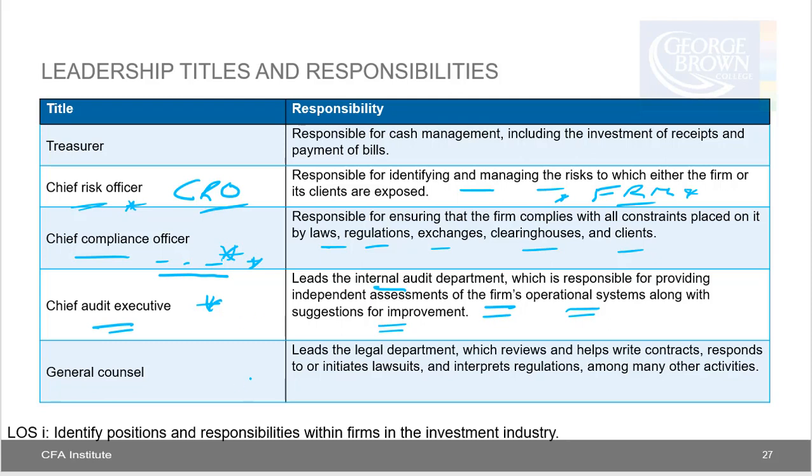Okay. Finally, another title is General Counsel, and as you should suspect, counsel means the legal department. So the General Counsel leads the legal department, which reviews and helps to write contracts, responds to or initiates lawsuits, and interprets regulations, among many other activities that would all be involved with regards to laws and regulations. The General Counsel leads the legal department.